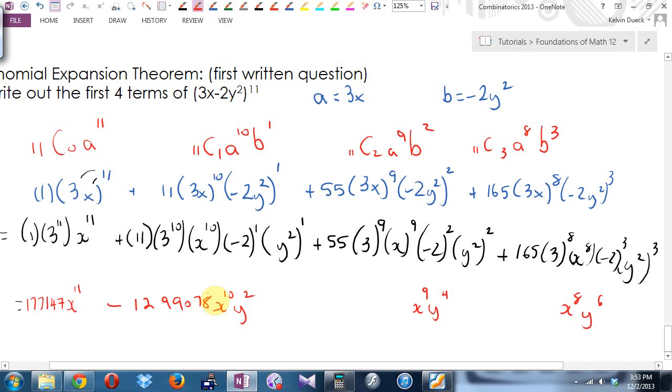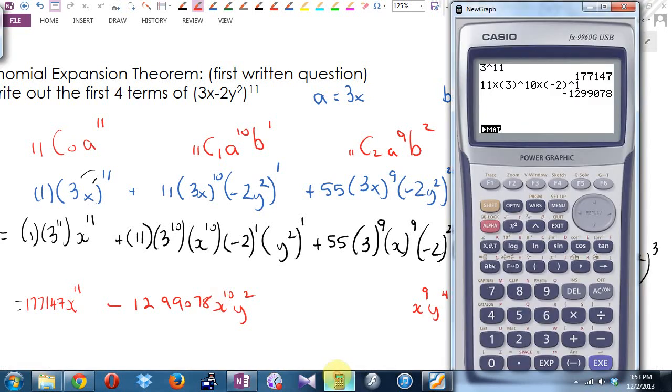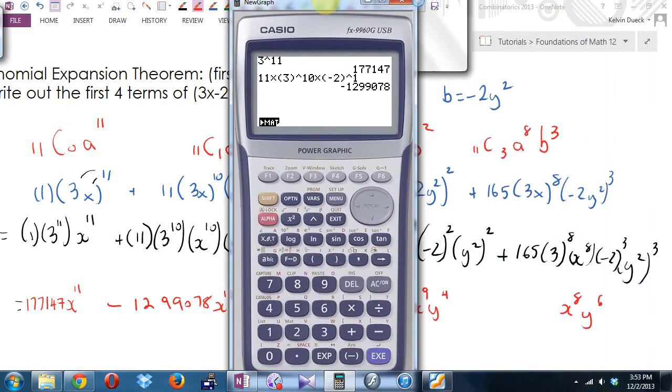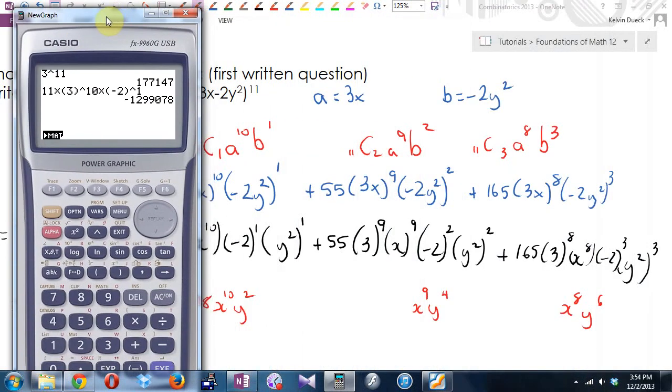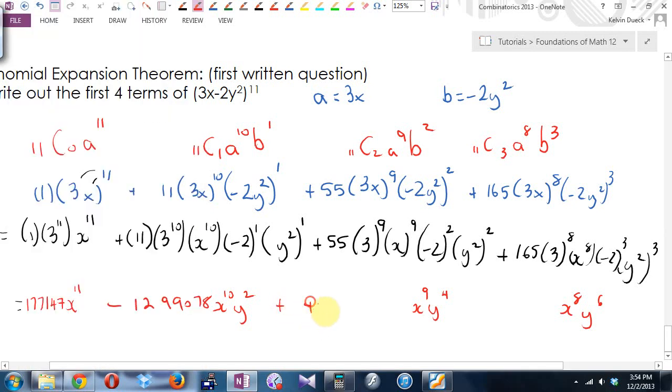That's the second term. The third term is going to have a 55 times a 3 to the 9th times a negative 2 squared as its coefficient, and then x to the 9th, y to the 4th. The third term is going to have a 4,330,260 positive, 4,330,260 x to the 9th, y to the 4th.